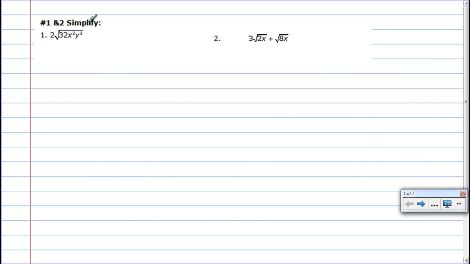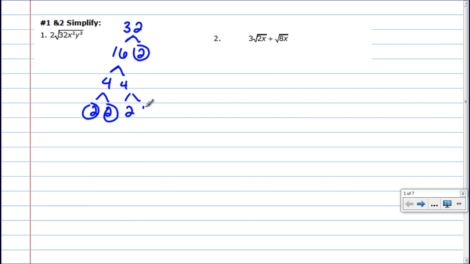So number one, I have 2 times the square root of 32x squared y cubed, and I need to simplify this. Well, the 2 is already simplified, but what's inside the radical is not. Ignore the variables for a second and let's just simplify radical 32. So I need to break it down into its parts. Well, it becomes 16 times 2, so there's a prime. That becomes 4 times 4, and both of those make 2 times 2.